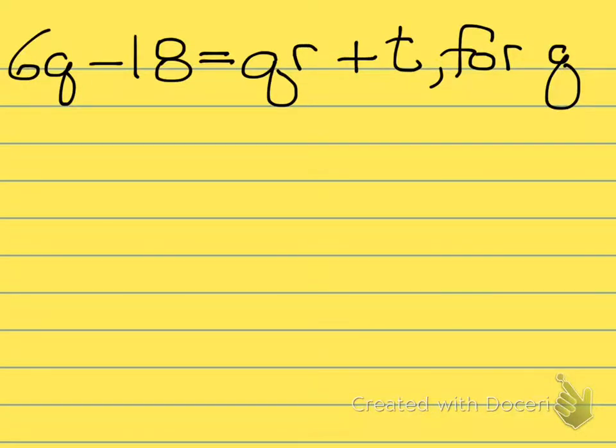And this would be my final one that we're going to do with formulas, or with solving for the variable. They call these literal equations. So we're going to solve for q, and we need to combine the q with the other q. So I have 6q minus 18 equals qr plus t. So the first thing I'm going to do is I need to divide out the q, which would be here.